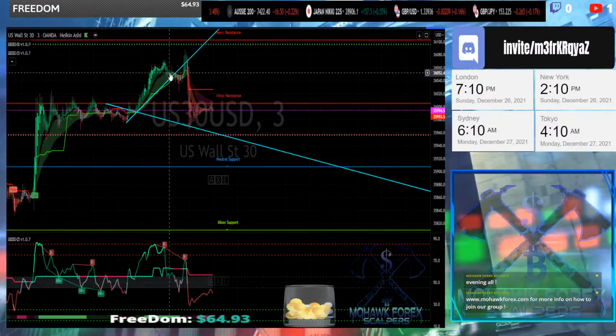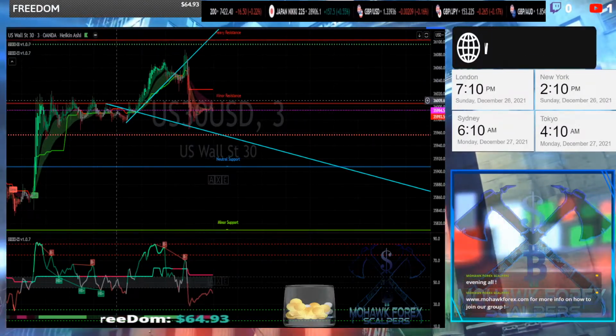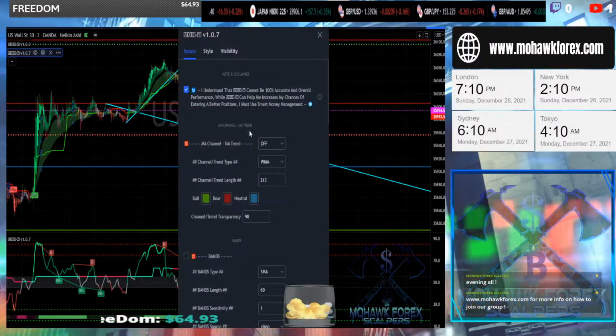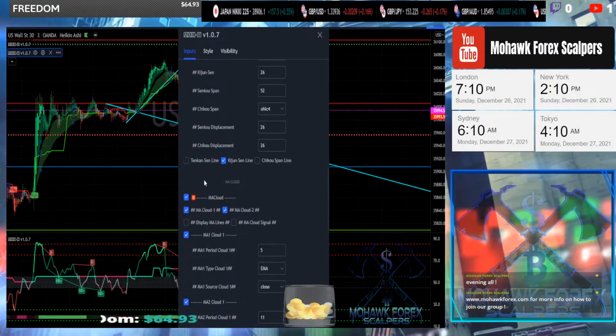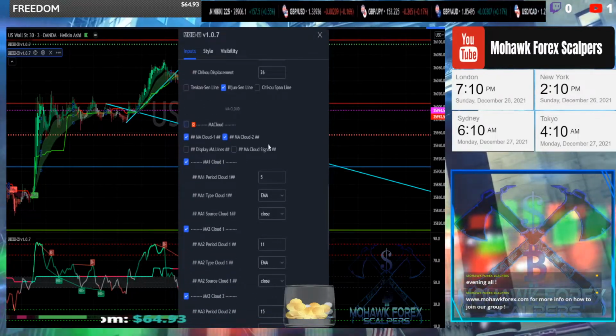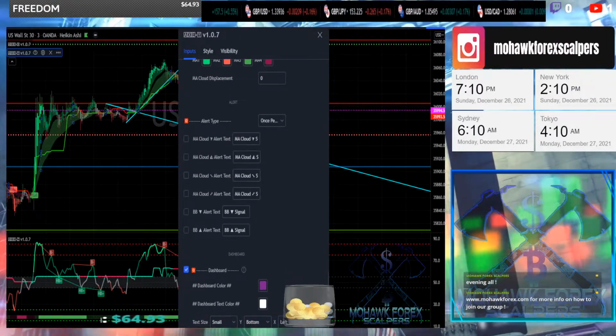Comes into the cloud, you're obviously not taking the trade. Goes red, you look for direction. And all of this is stuff that's built in, it's been designed. And then we've got an alert system and the dashboard.